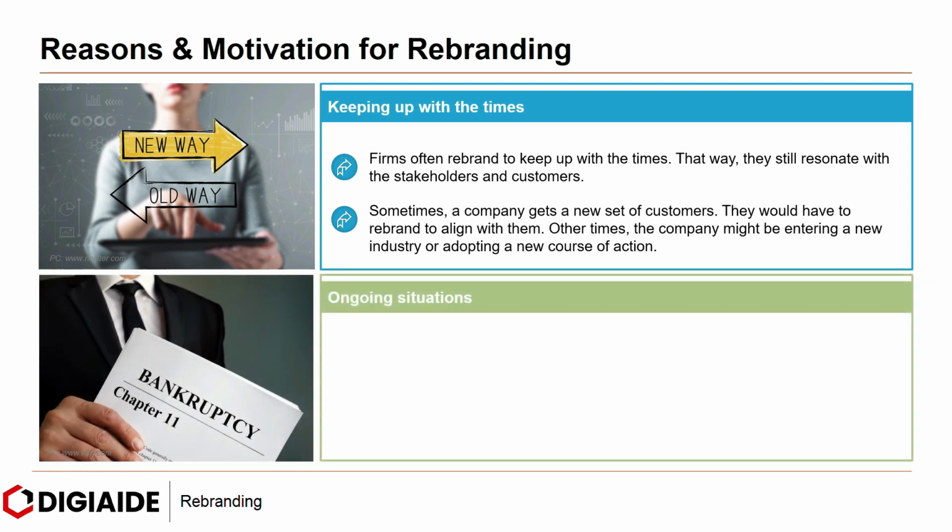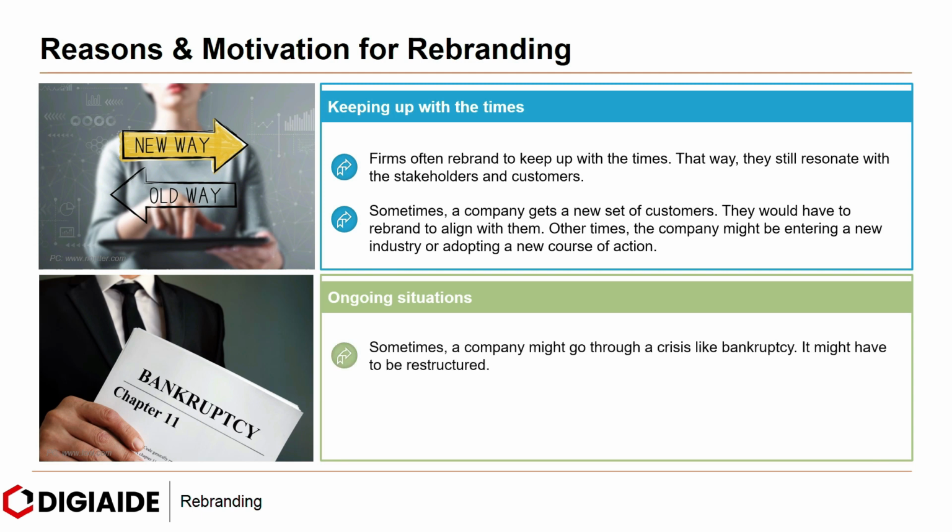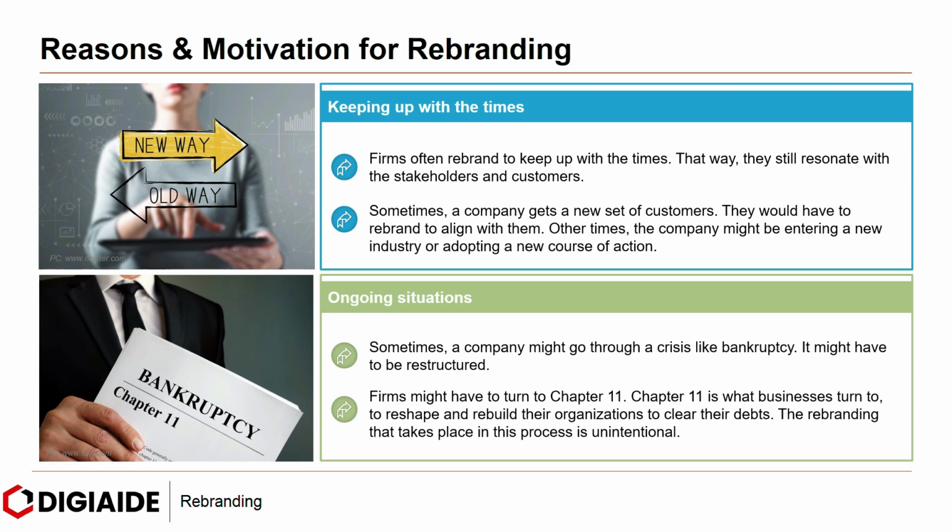Next, ongoing situations. Sometimes a company might go through a crisis like bankruptcy. It might have to be restructured. Firms might have to turn to Chapter 11. Chapter 11 is what businesses turn to reshape and rebuild their organization to clear the debts. The rebranding that takes place in this process is unintentional.